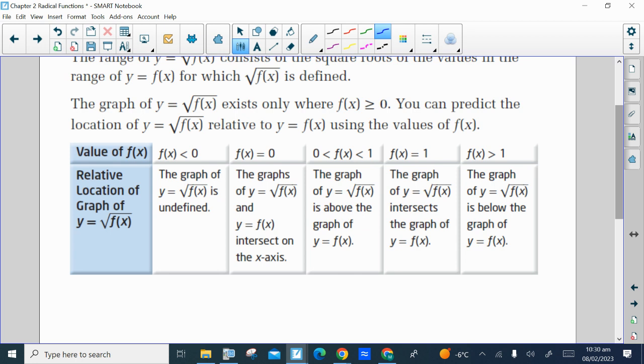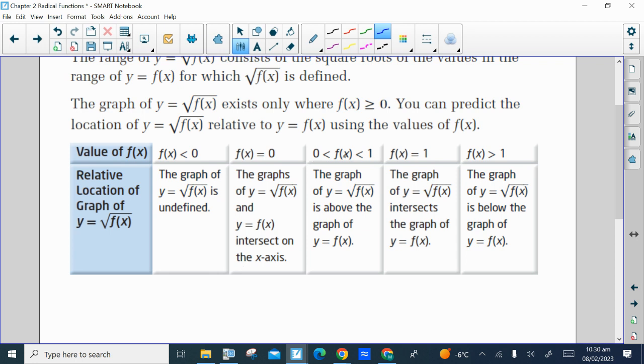Again, that's saying that only where y is greater than or equal to 0. It can't be negative. You can predict locations of y equals root of f of x relative to y equals f of x using the values of f of x. Again, that means using the y values and taking the square root of them. When f of x is negative, that means y is negative. The graph of the radical function is undefined. When f of x equals 0, that will be an invariant point. They intersect on the x-axis.